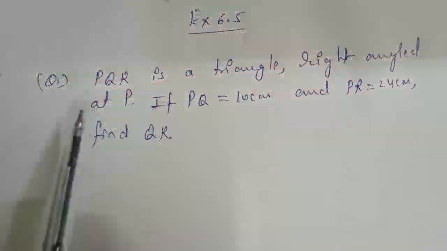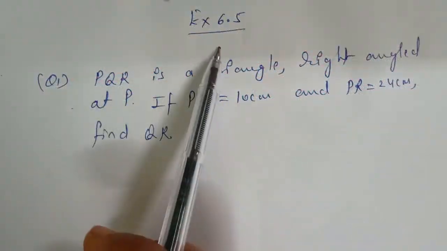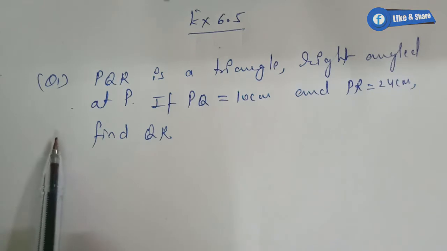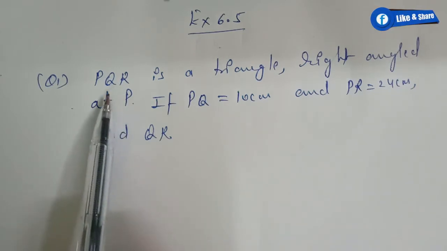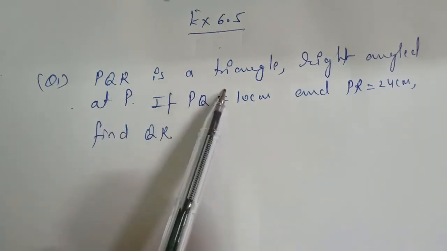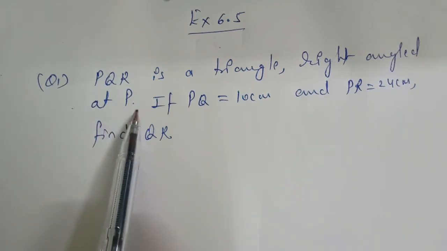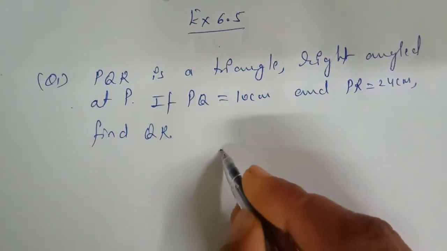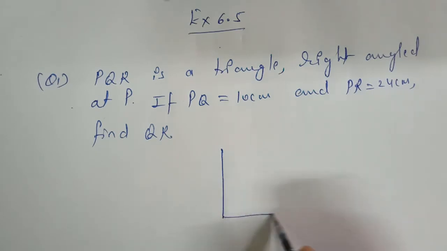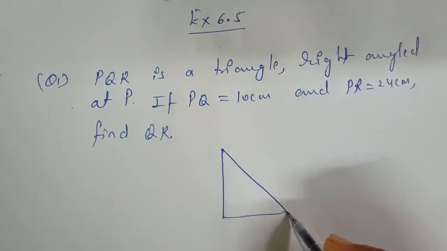Yes students, today we are doing question number 1 of exercise 6.5, based on the Pythagoras property. So here is the question. PQR is a triangle right angled at P. Let us draw the figure. We have a right angle triangle in which angle P is 90 degrees. So PQR.